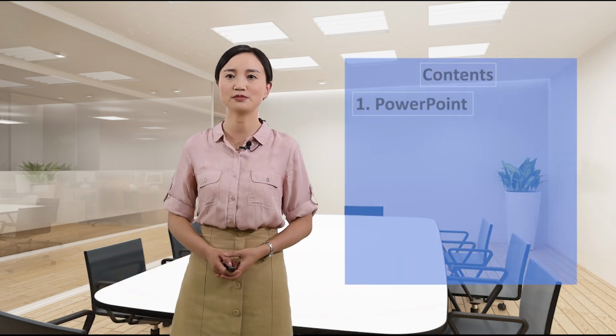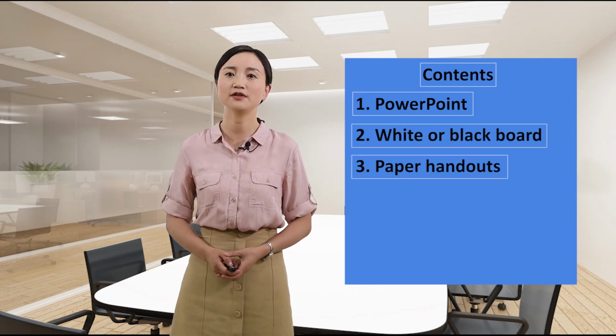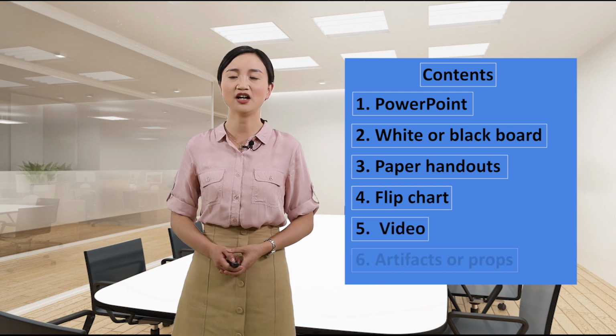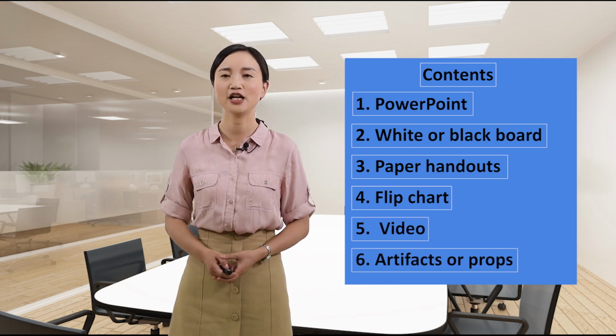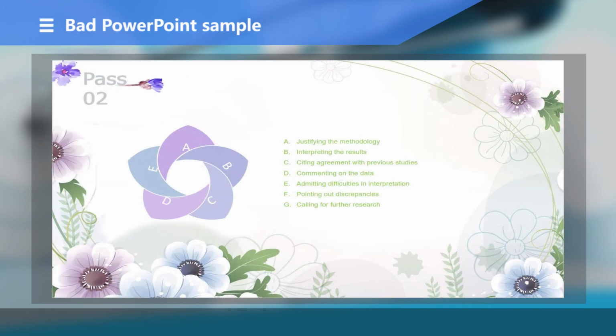There are many different types of visual aids, such as PowerPoint, white or blackboard, paper handouts, flip chart, video, and artifacts or props. Microsoft PowerPoint is probably now the most commonly used form of visual aids. Used well, it can really help you in your presentation. Used badly, however, it can have the opposite effect.